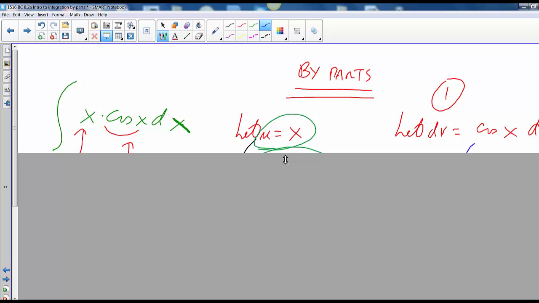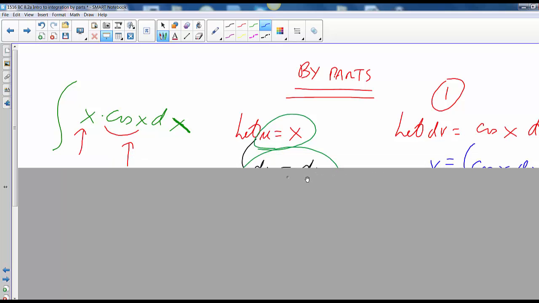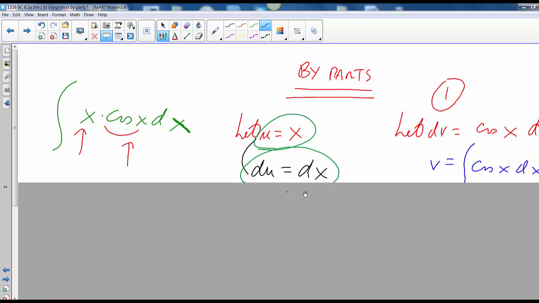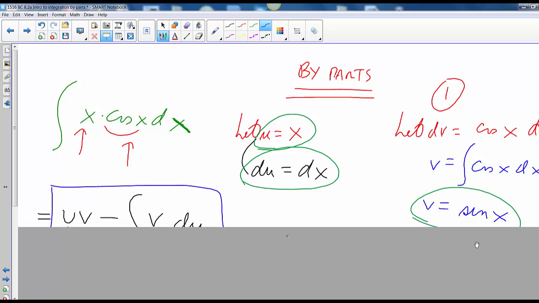Now what you're going to do for this one, you're going to differentiate each side with respect to x. On this side, you're going to integrate each side. So I'm going to take d dx of each side. Basically, I get du dx equals 1, and then I bring the dx to the other side. So if u equals x, du equals dx. Over here, I want to isolate the v, so I'm going to integrate the right side. And of course, when you integrate cosine x dx, you get sine x.